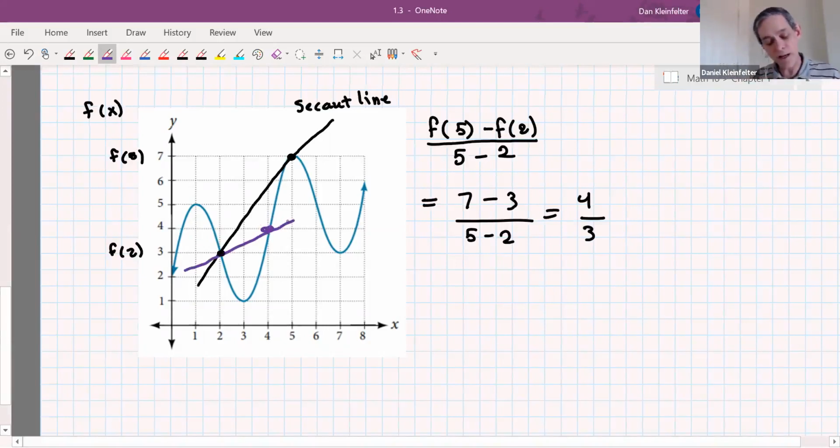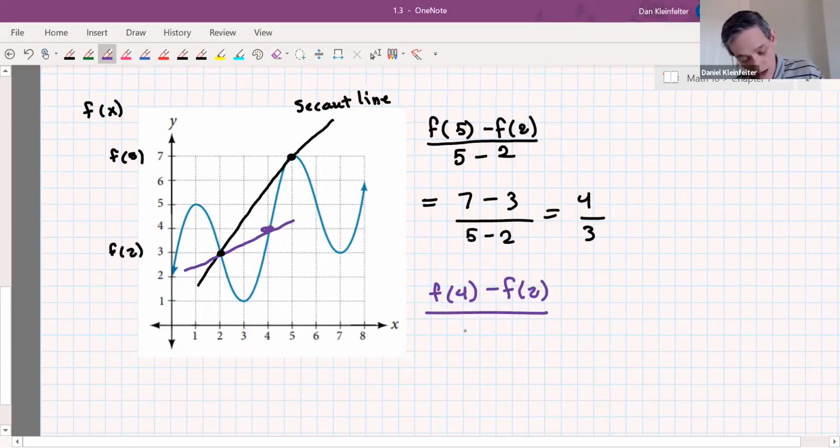So the average rate of change over the interval from 2 to 4 is different from the average rate of change from the interval from 2 to 5. In fact, let's go ahead and calculate that. It should be less. This purple line looks like it's less steep than the black line is, but let's go ahead and calculate. So we'll have f of 4 minus f of 2 divided by 4 minus 2.